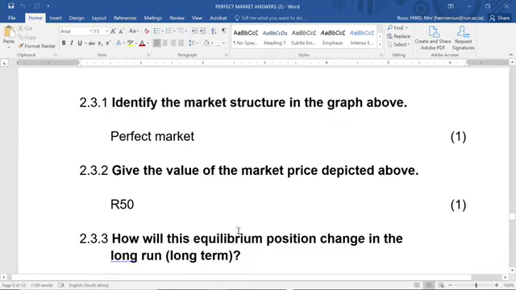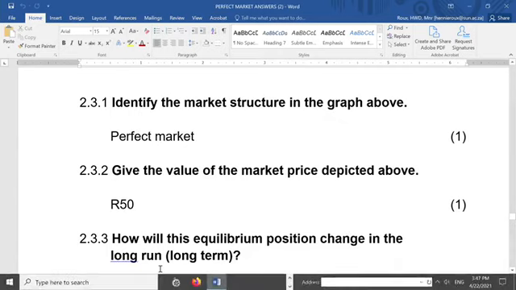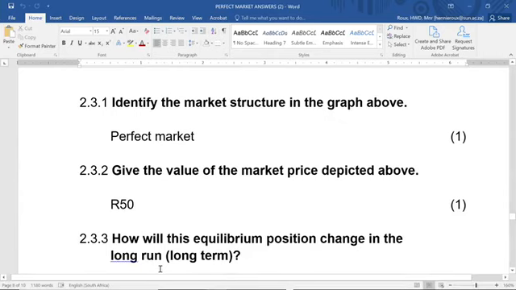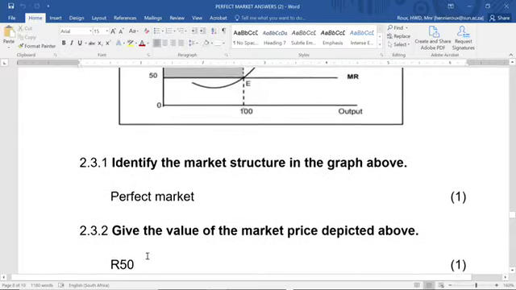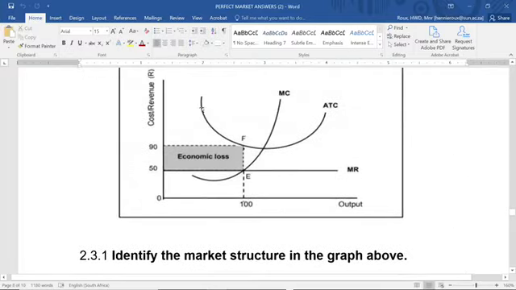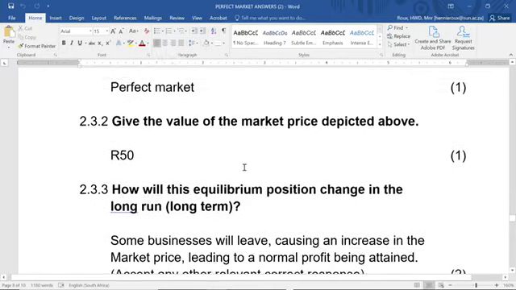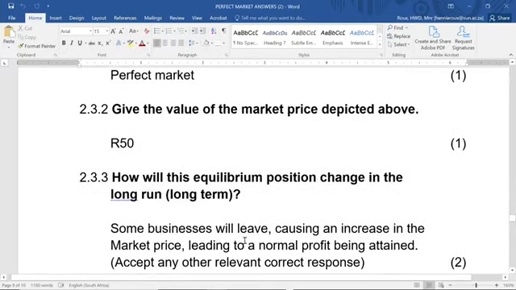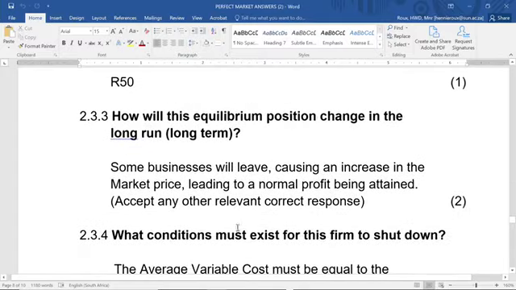How will this equilibrium position change in the long run? We just said that in the long run, all of them make normal profit. So how will this lead to normal profit? Obviously, there are some businesses who are unable to sustain this loss and they will leave the market, so thereby decreasing the number of suppliers again. So the supply curve is shifted to the left, causing the price to increase once again. Okay. And then some businesses will make normal profit.